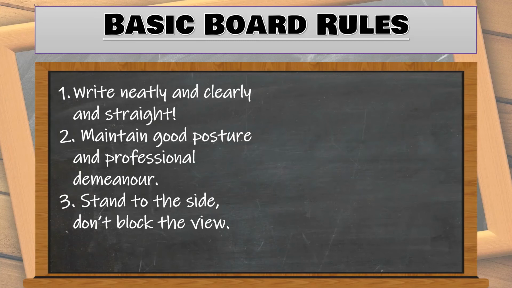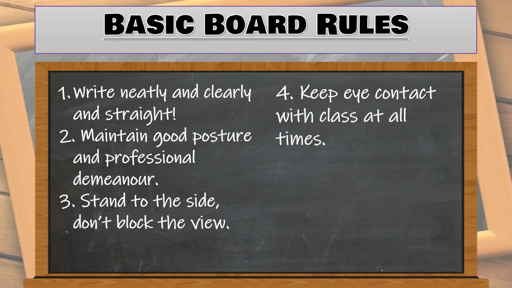Number 4. Keep eye contact with the class at all times. Now this can be a little tricky, especially when you're trying to write things down, but you can position your body so you're able to write and you're able to keep an eye on the class as well. It's important to do this because you do not want your students to disconnect with what you're doing.